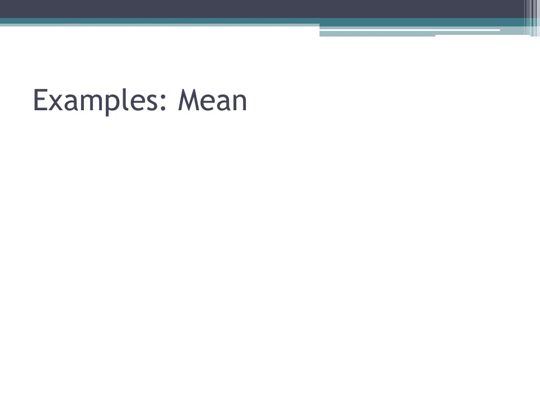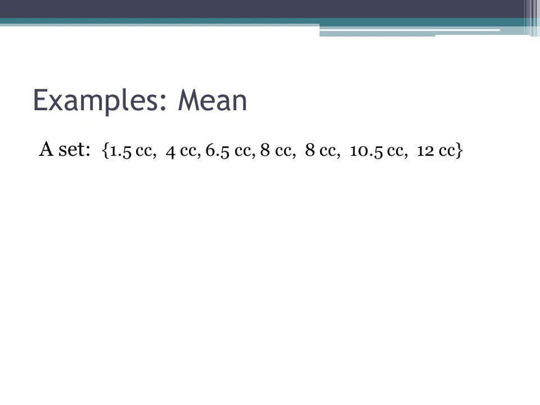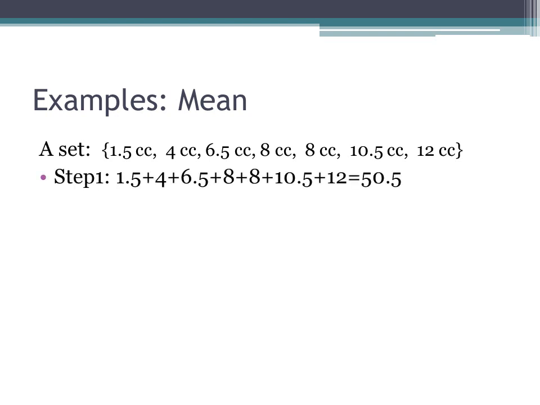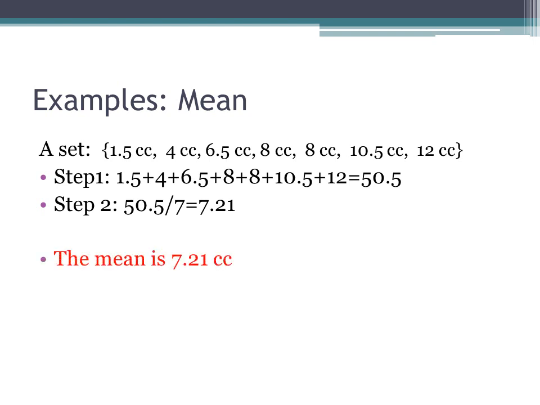To do an example, we have to make sure that our data is quantitative. Note that you cannot add or divide non-numeric data. Let's say we have a set of numbers: 1.5, 4, 6.5, 8, 8, 10.5, and 12 cc's. Add up all the numbers, and we get 50.5. Then we divide by 7, the number of numbers that we added. Our mean for the data set then is 7.21 cc's.